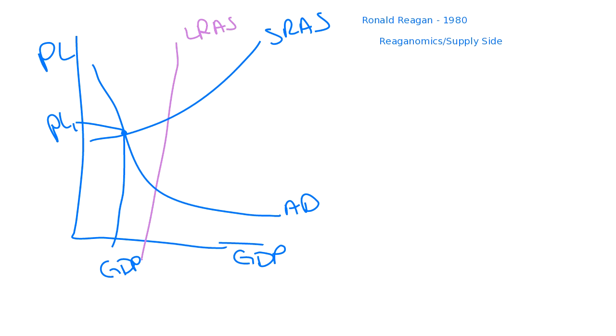All right, so what supply side economics does, focuses on shifting short-run aggregate supply through tax cuts and business incentives. So that's what they're going to do. Let's cut taxes and have some business incentives and see what happens.